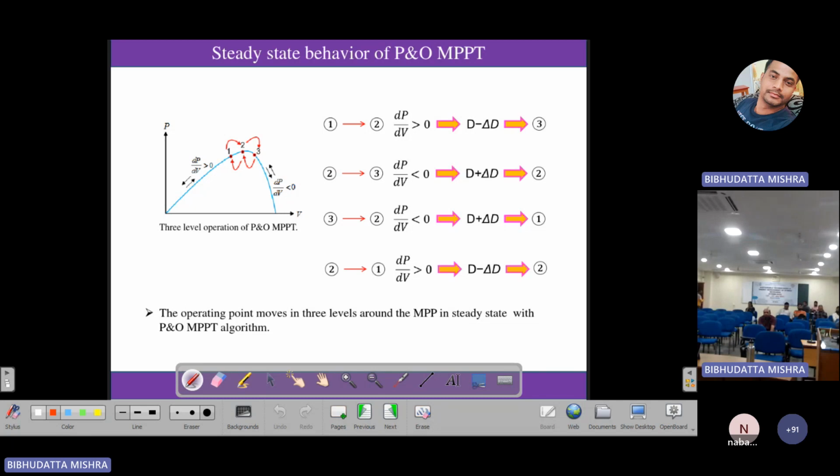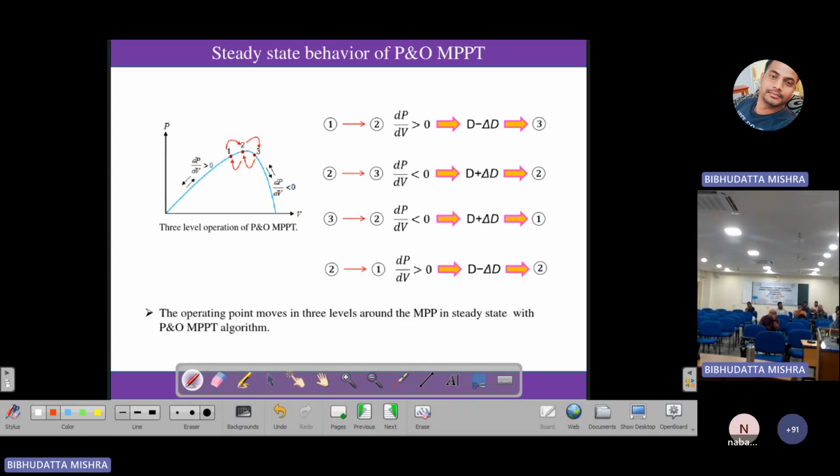Suppose somehow I have taken a decision that I should go from 1 to 2. And I need to take a decision here at 2. At 2, what is happening? Both del P and del V are increasing. So I should move forward, which means I should decrease the duty ratio to increase the voltage. So it will go to 3.